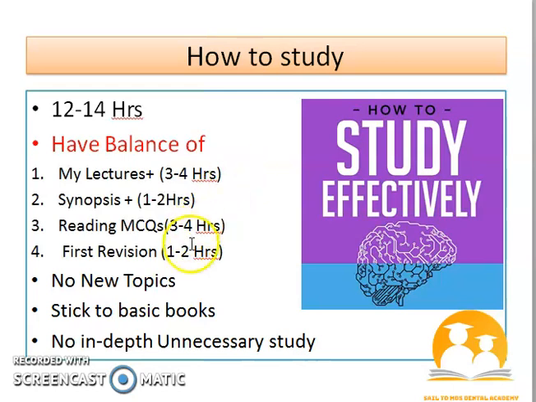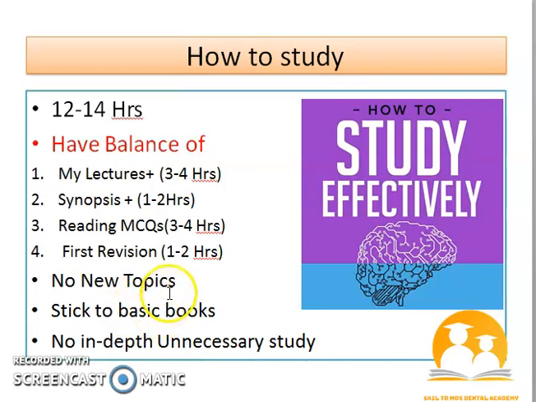That's why this first revision on the same day will help you to remember for a longer period of time till your examination. Remember, no new topics. If you open Instagram, Facebook, Telegram, new topics keep on coming. But remember, to get ranked, to be in the top 300, new topics will not help. The old and the repeatedly asked topics, the basics, are going to help you in clearing that examination.